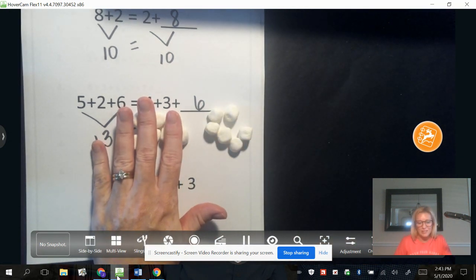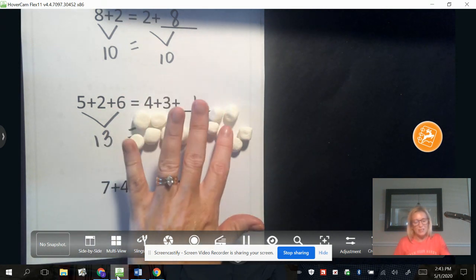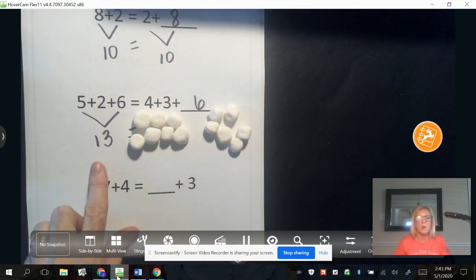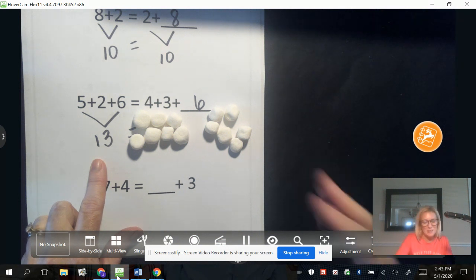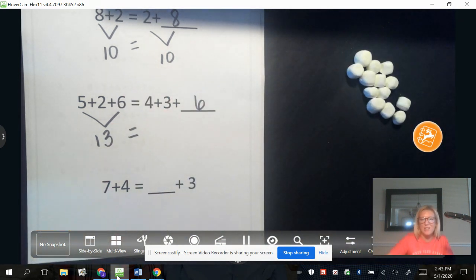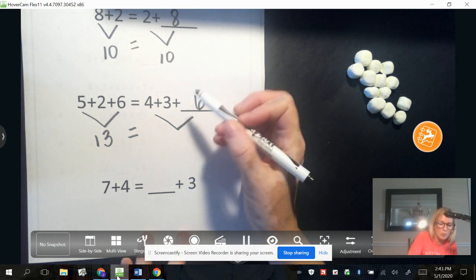Right? It's 7. 8, 9, 10, 11, 12, 13. That should be what we started with here. And it is. Good job, boys and girls. Look how easy that is when you have those objects to help you.